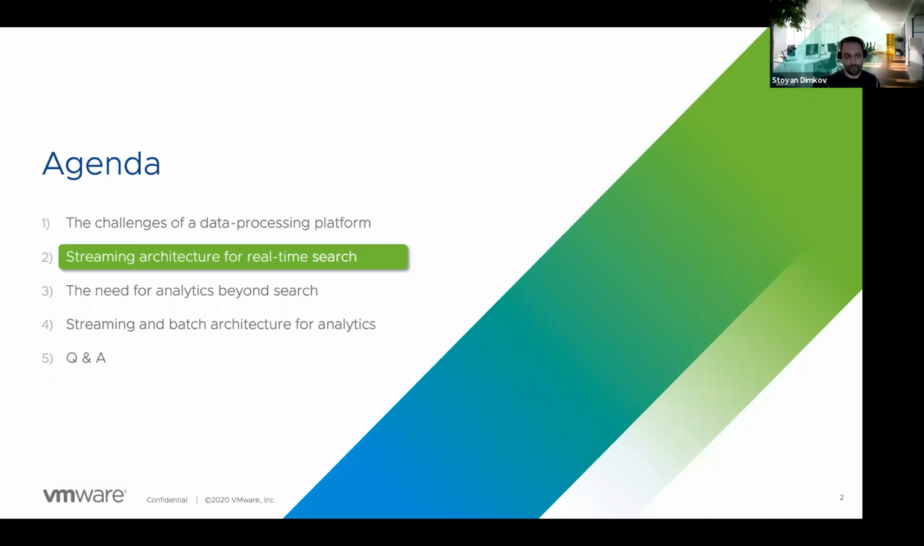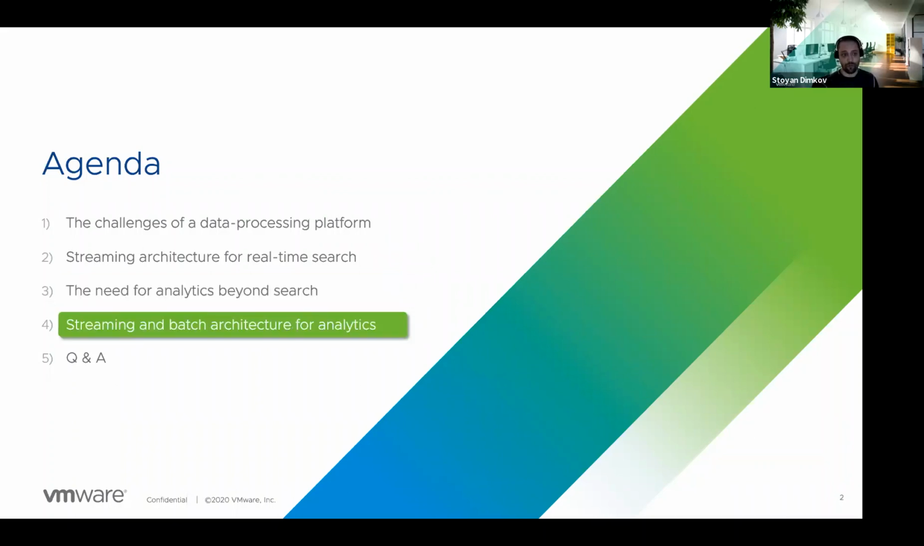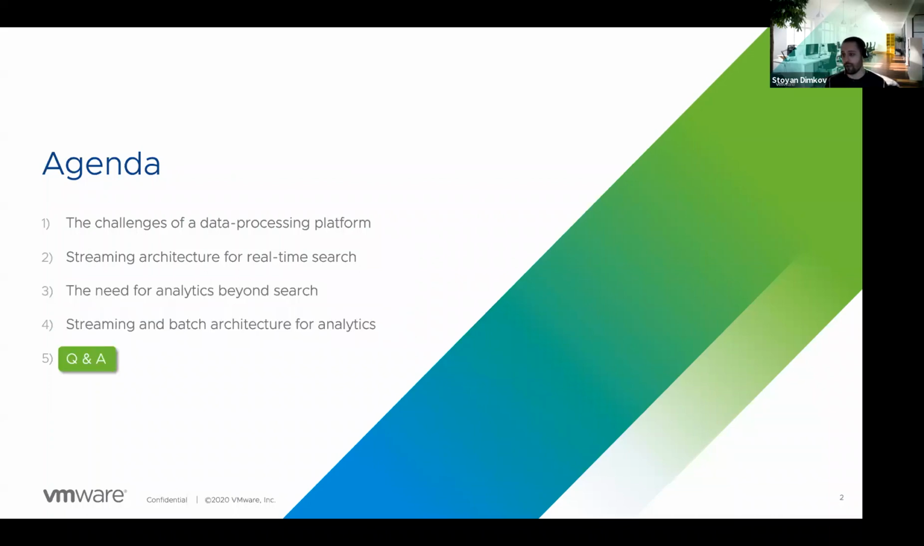And once we're done there, as we're going to start from high level and dive deeper and deeper into how we actually build this, we're going to step back again and proceed with another problem statement. Essentially, search is not everything. So we're going to talk about the need for something beyond search, about more advanced analytics. And that's where my colleague will tell you about streaming and batch architectures for analytics. And like I said, for that, we're going to leave some time for Q&A.